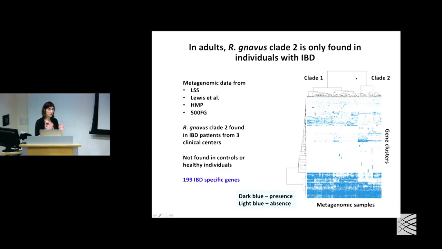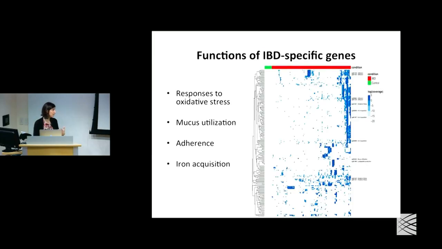And so we compared the genes that were present in clade two versus clade one, and there were 200 genes that appeared to be specific to this clade that was really enriched for IBD samples. Then, because we sequenced the genomes, we could go back and look at what these genes that are different are. You could see that not all of those genes are present in every single sample here, but none of the genes are present in the healthy samples. So at the top here in green, those are the healthy samples. None of these genes are present in them, and the genes are present in some of these samples.